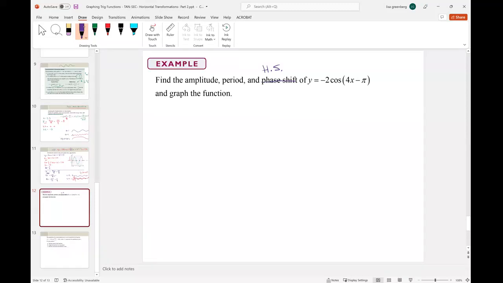So first we want to talk about our amplitude. So what's our amplitude here? -2. But amplitude's always what? Positive. Amplitude's always positive. So our amplitude here is 2. Yes. Now, what's our period?